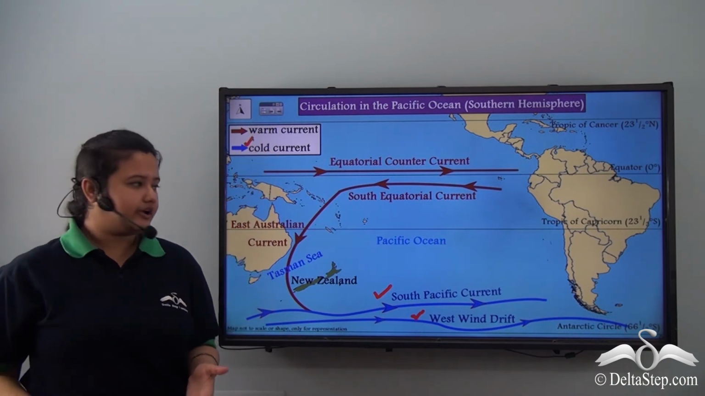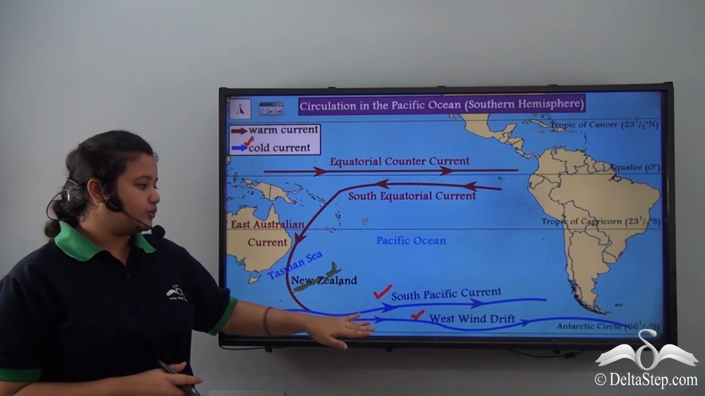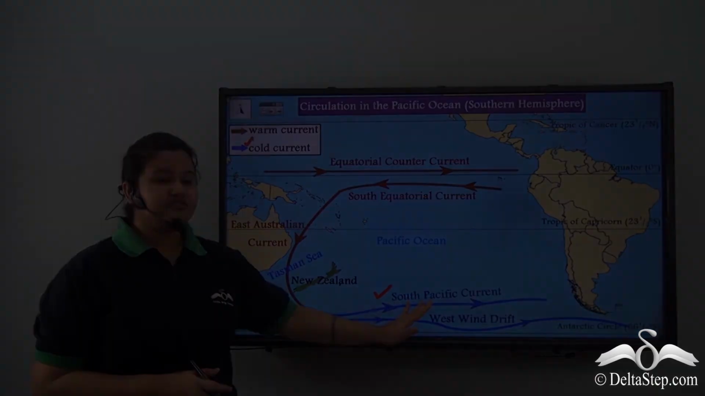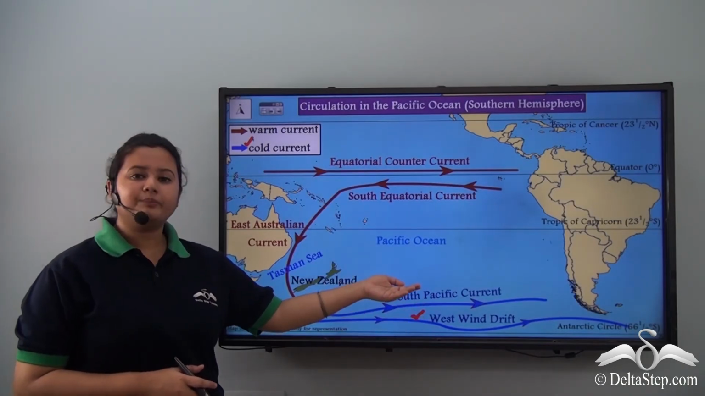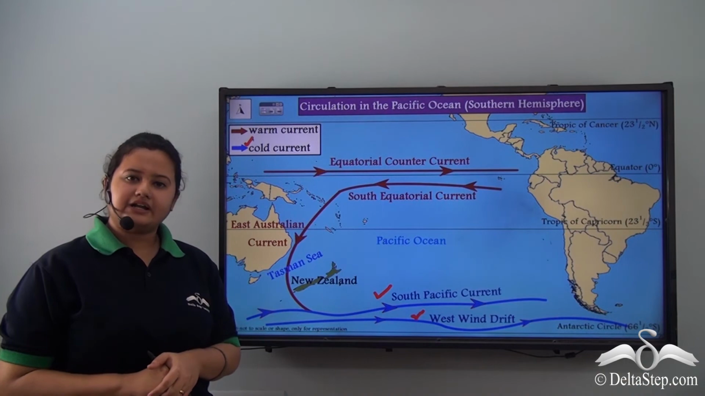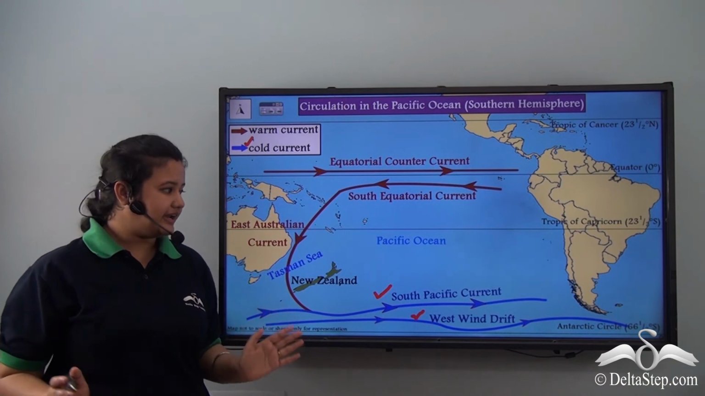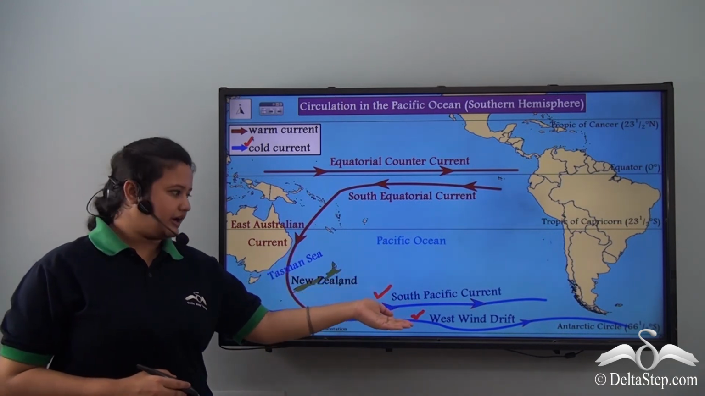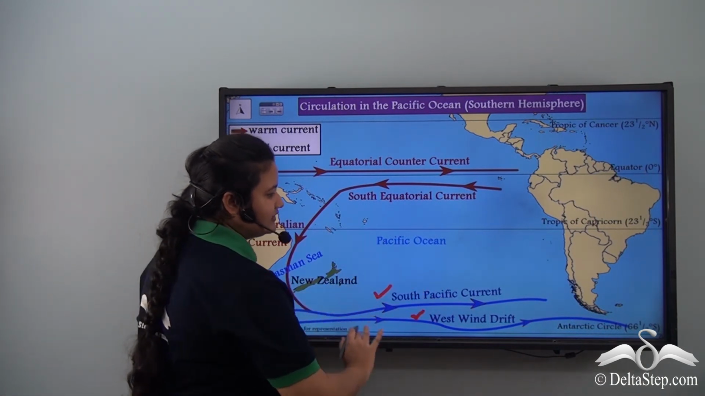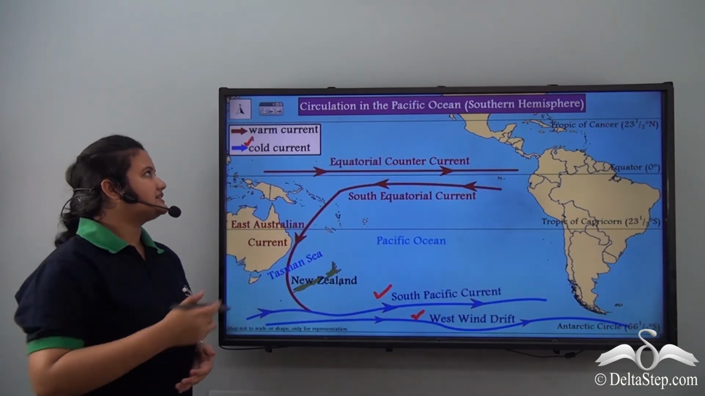Now why is it a cold current? Well, the East Australian current was a warm current, but under the influence of west wind drift, it turned this way. So west wind drift is a cold current, and therefore South Pacific current is also a cold current. So East Australian current was a warm current. Under the influence of west wind drift, which is a cold current, it continues as the cold current named South Pacific current. Now South Pacific current travels this way towards South America, and we will see what happens next.